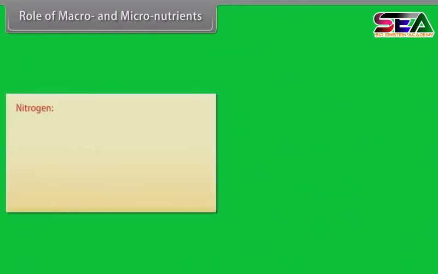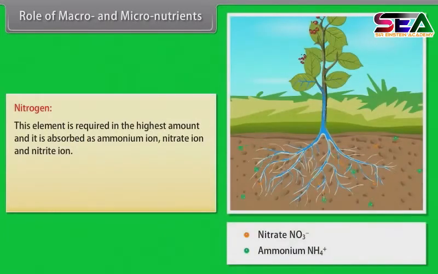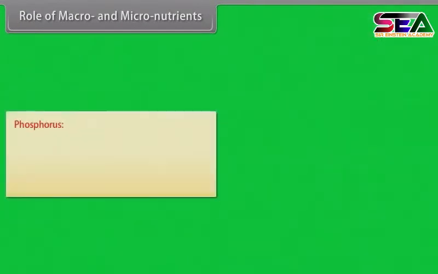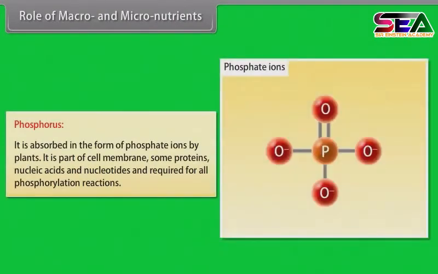Role of macro and micronutrients. Nitrogen. This element is required in the highest amount and it is absorbed as ammonium ion, nitrate ion and nitrite ion. It is required for meristematic tissues and the metabolically active cells. It also helps in formation of protein, hormones and nucleic acids, etc. Phosphorus. It is absorbed in the form of phosphate ions by plants. It is part of cell membrane, some proteins, nucleic acids and nucleotides and is required for all phosphorylation reactions.